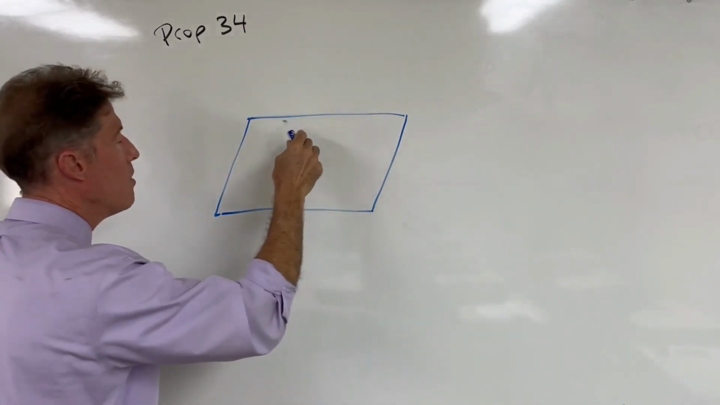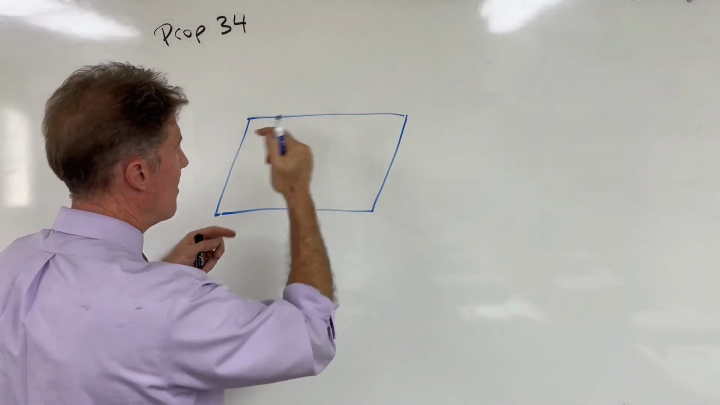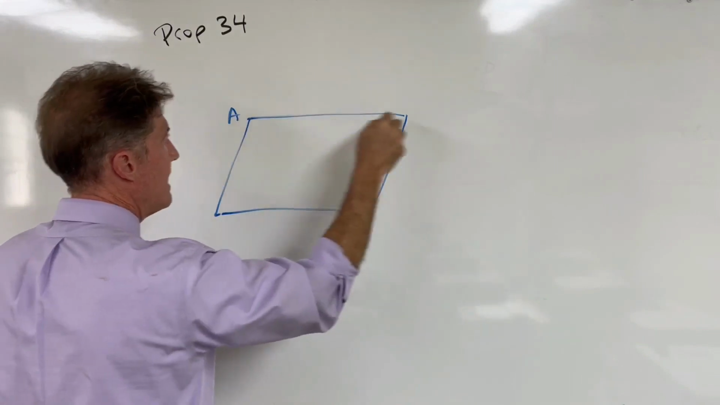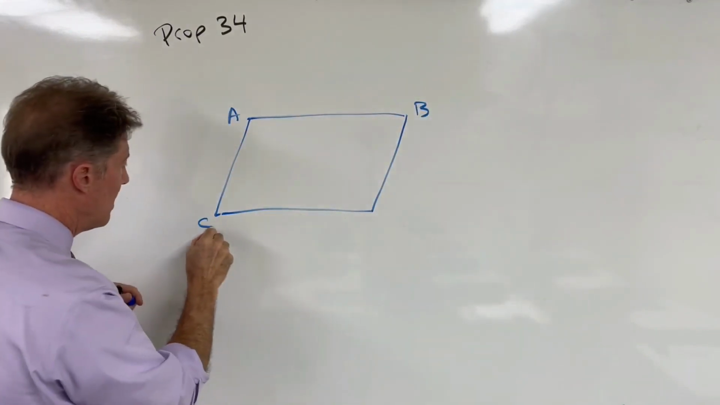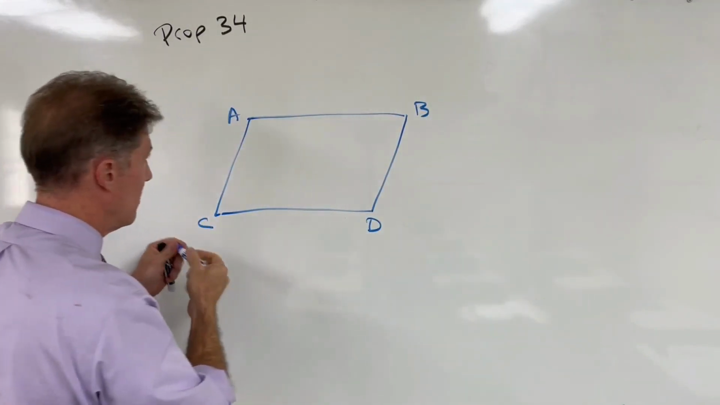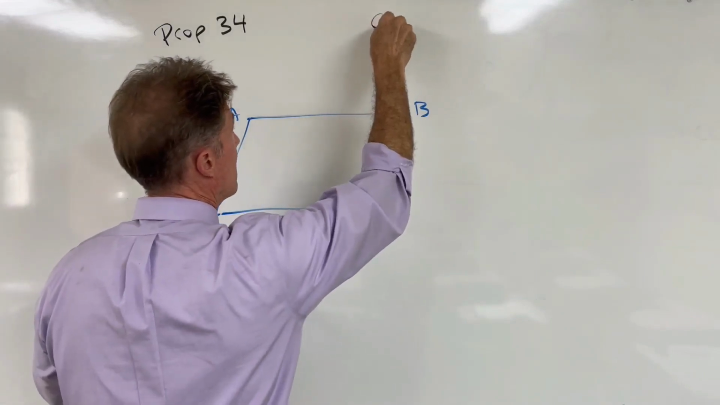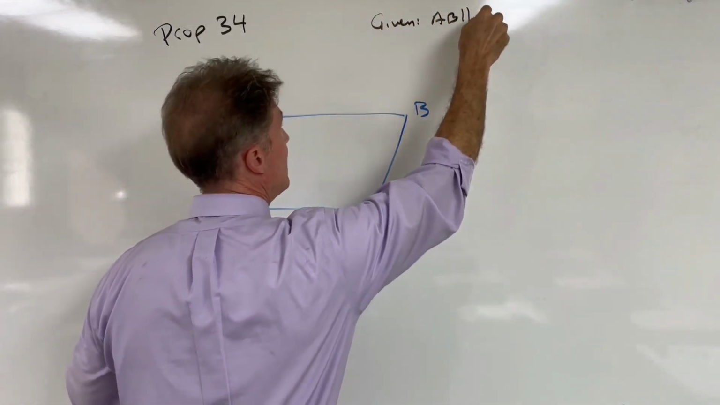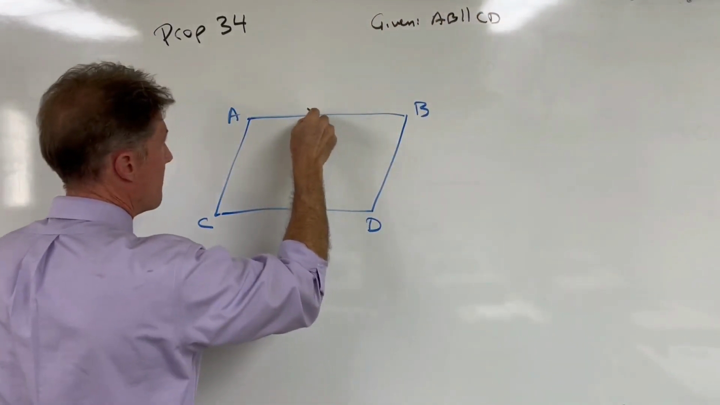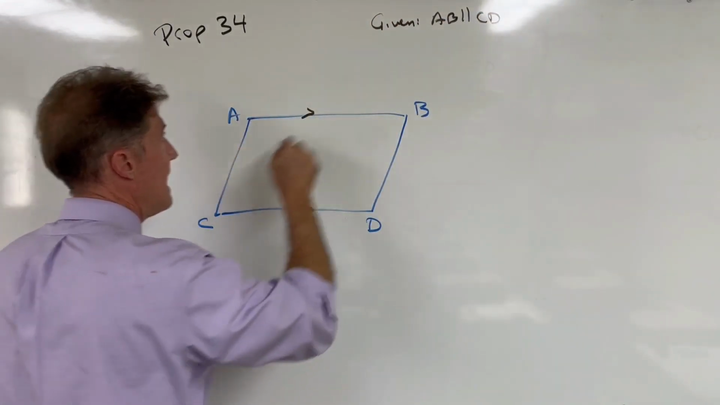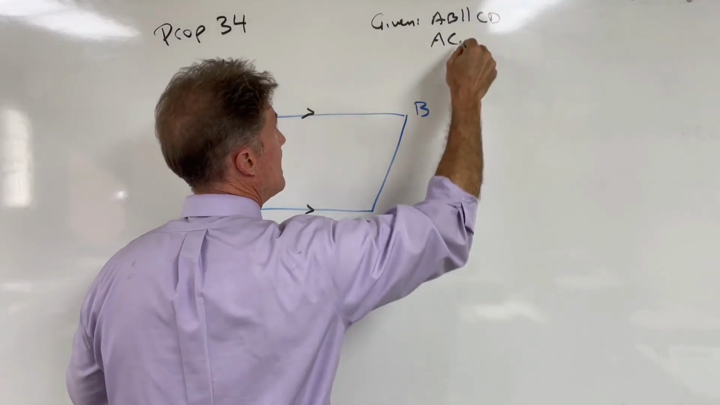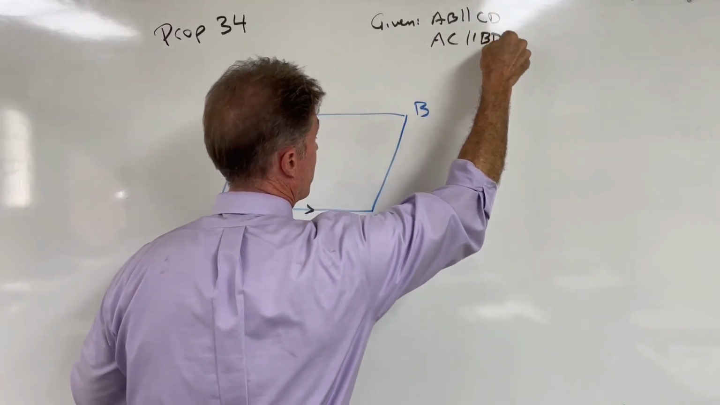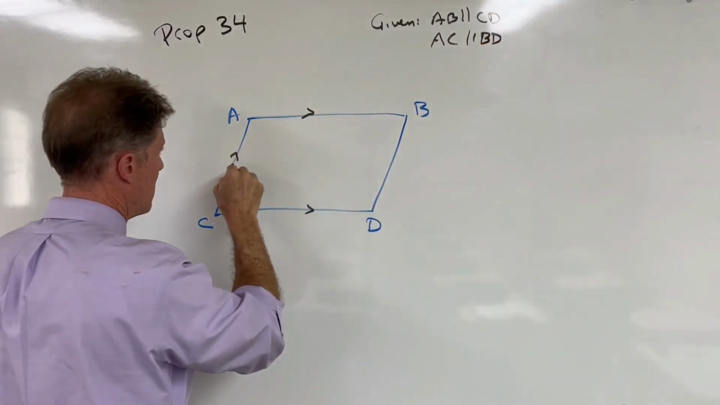This is a figure formed by two sets of parallel sides. So side AB is parallel to side CD. So let's start with our givens here. AB and CD are parallel, and AC and BD are parallel. So let's draw it like this.